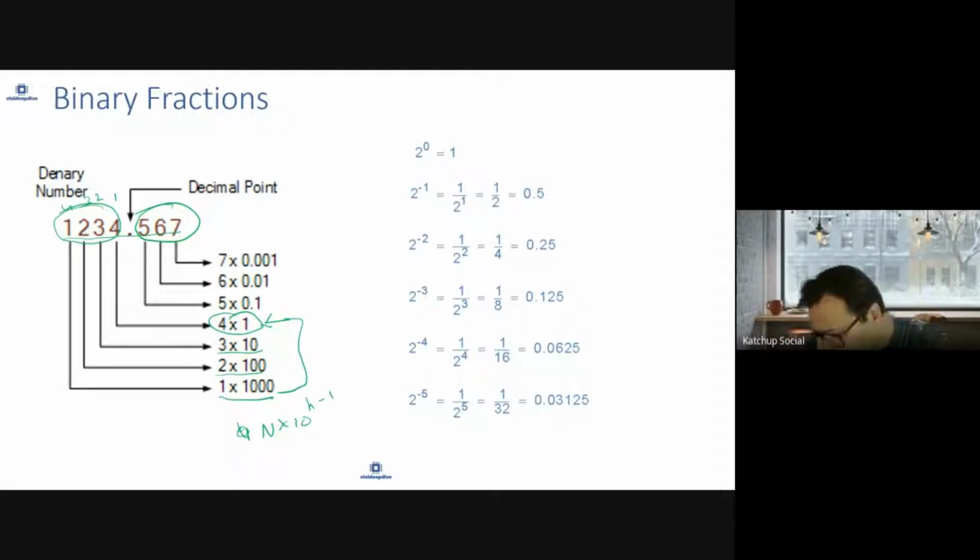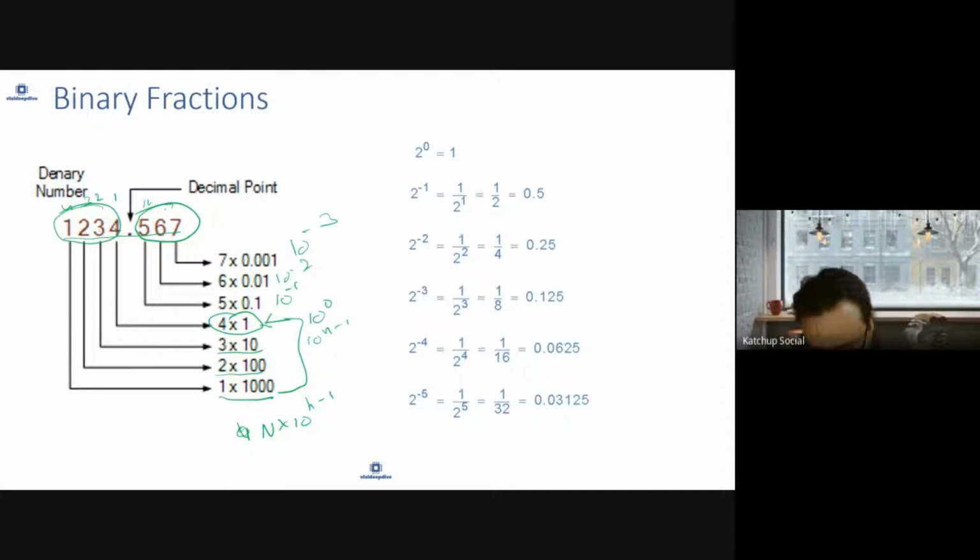When it's on the right hand side of the decimal, it is the reverse. So basically here you are doing 10 raised to power 0. So here 10 raised to power n minus 1. And this is just the reverse. This becomes 10 raised to power minus 1, so it's in the negative direction, 10 raised to power minus 2 and 10 raised to power minus 3. This is how decimal numbers are represented.